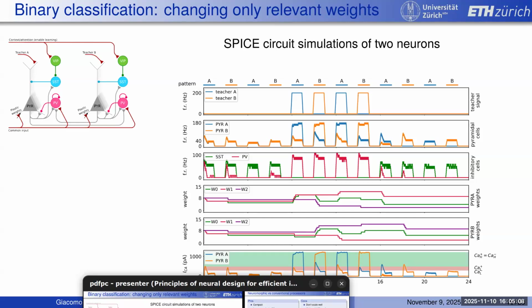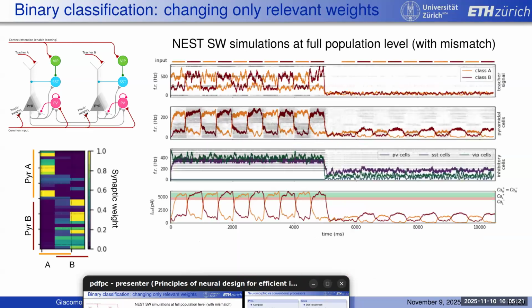We did the same experiment where we put all of these equations into a spiking neural network simulator, not a circuit simulator, a high level behavioral simulator, which is called NEST. I don't know if some of you use it. In that case, we could have hundreds of neurons and tens of synapses.